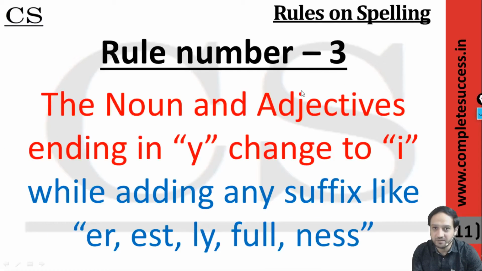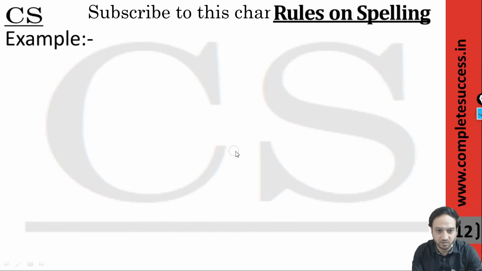Rule number 3. Nouns and adjectives ending in y change to I while adding any suffix like er, est, ly, full, and ness. We'll take some examples.